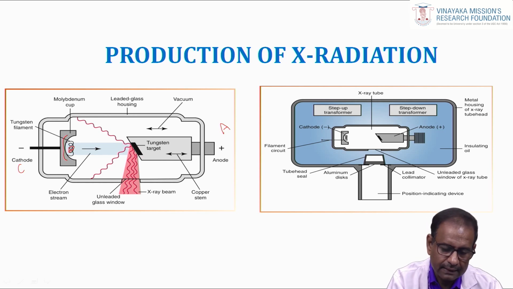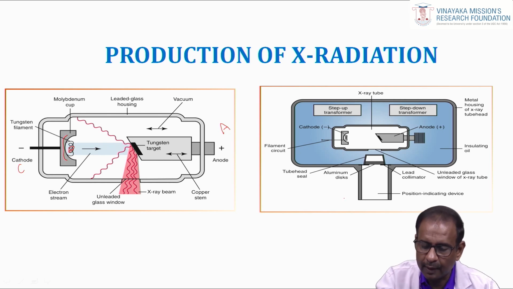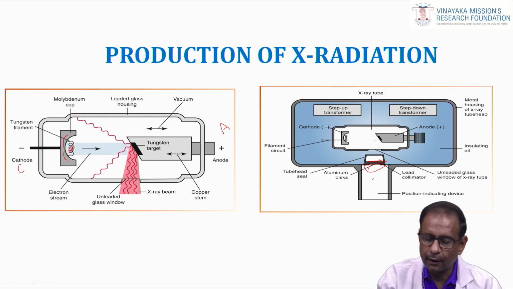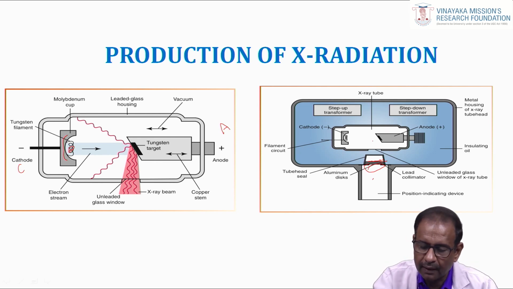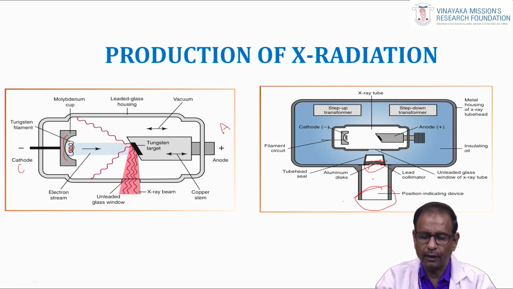The X-rays are produced and come out through this exiting pathway. In this pathway, there is an aluminum disc and a round or rectangular collimator. After that comes the shaping of the X-rays and filtering of the X-rays. It filters the low power X-rays and only permits the high power X-rays, in a round or rectangular shape. Here is the position indicating device. This is the whole mechanism.